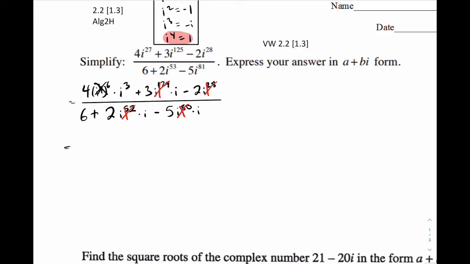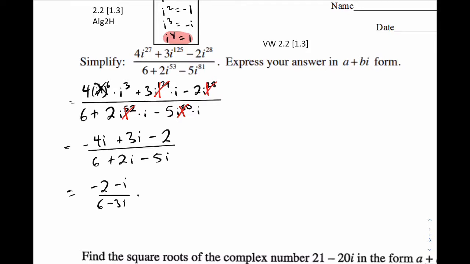So I have 4, but notice how you have i cubed here? Look at your chart. i cubed is -i. So that's going to be -4i. Then we have plus 3i minus 2, all divided by 6 plus 2i minus 5i. So notice how the problem becomes significantly easier now. Let's rearrange it. -2 minus i over 6 minus 3i. We're going to multiply by the conjugate now to simplify.